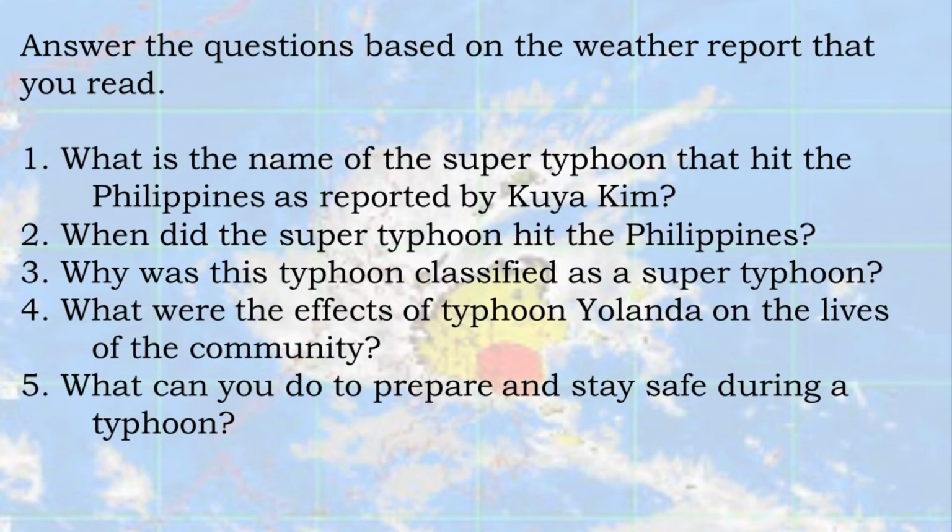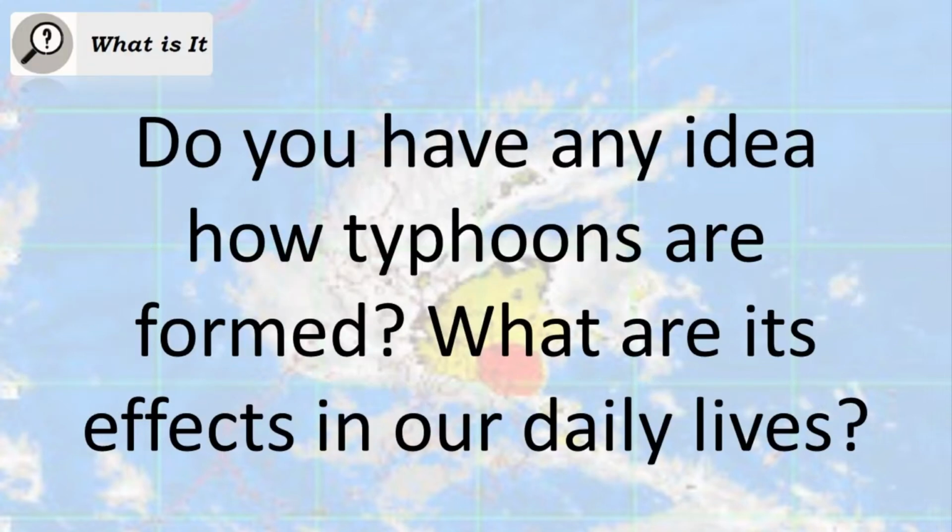Answer the questions based on the weather report that you read. 1. What is the name of the super typhoon that hit the Philippines as reported by Guayaquil? 2. When did the super typhoon hit the Philippines? 3. Why was this typhoon classified as a super typhoon? 4. What were the effects of Typhoon Yolanda on the lives of the community? 5. What can you do to prepare and stay safe during a typhoon? Do you have any idea how typhoons are formed? What are its effects in our daily lives?